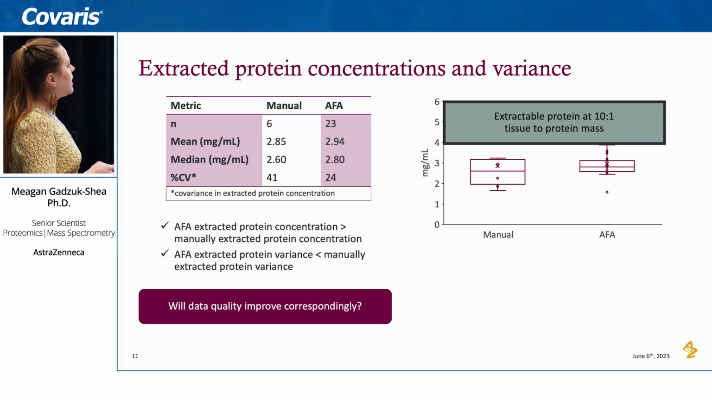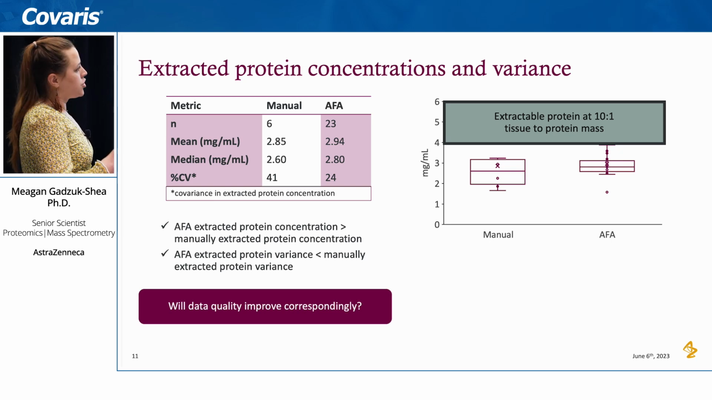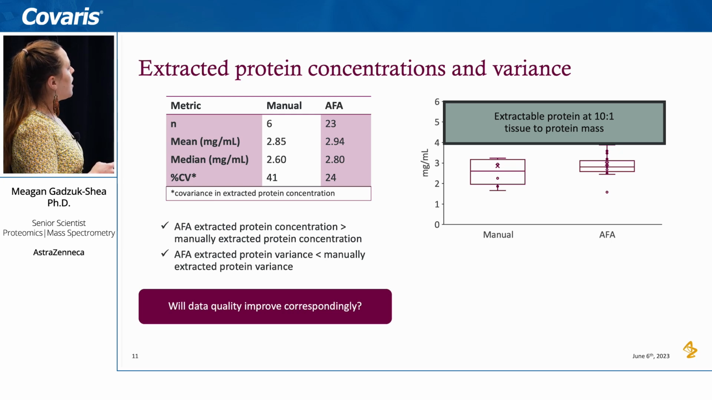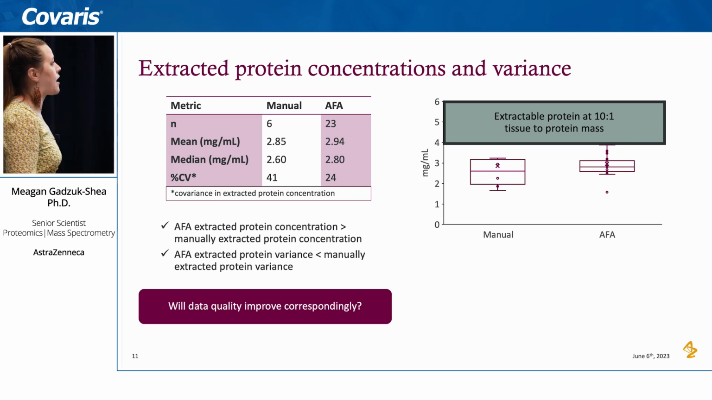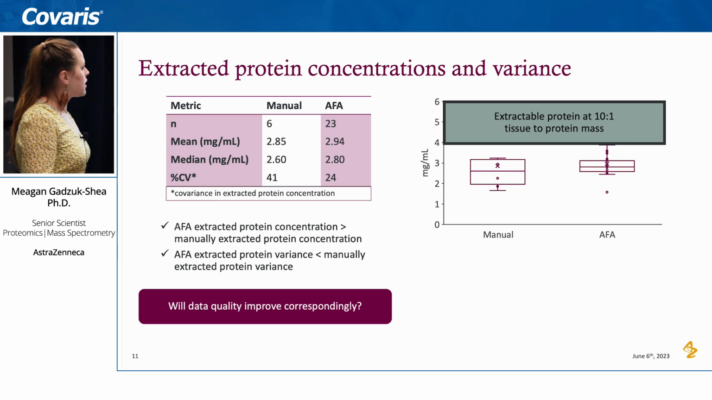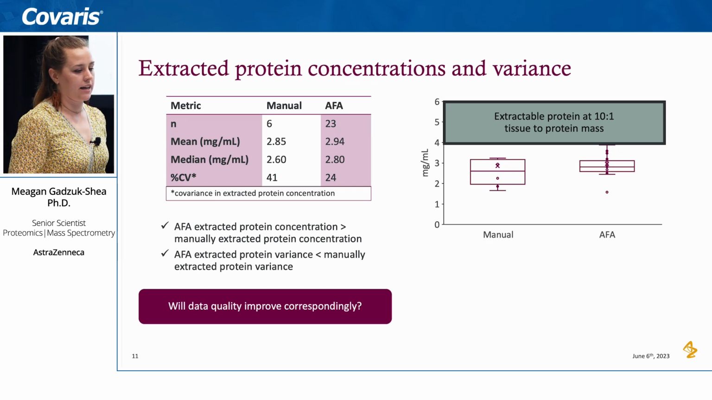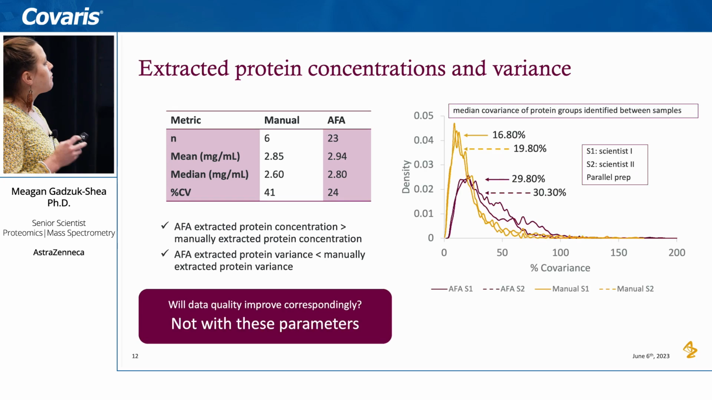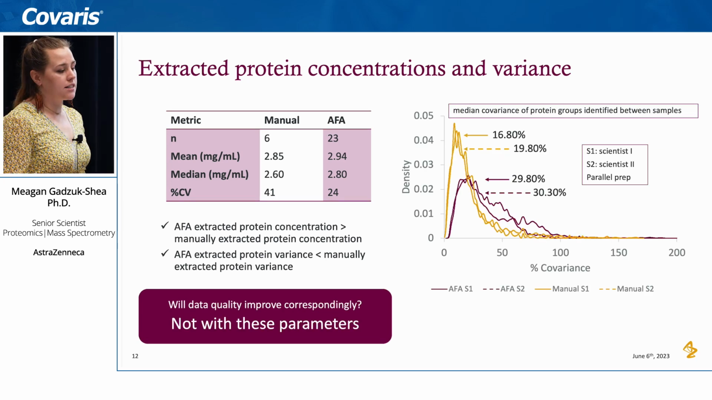And so we can see here from just our baseline, where we're starting somewhere with AFA parameters, we are achieving a slightly higher protein concentration extracted, and we do see that there's less variance, so more consistently extracting proteins from quite a few samples. But we want to know downstream, does the mass spec data quality improve? And for this, we did not see improvement.